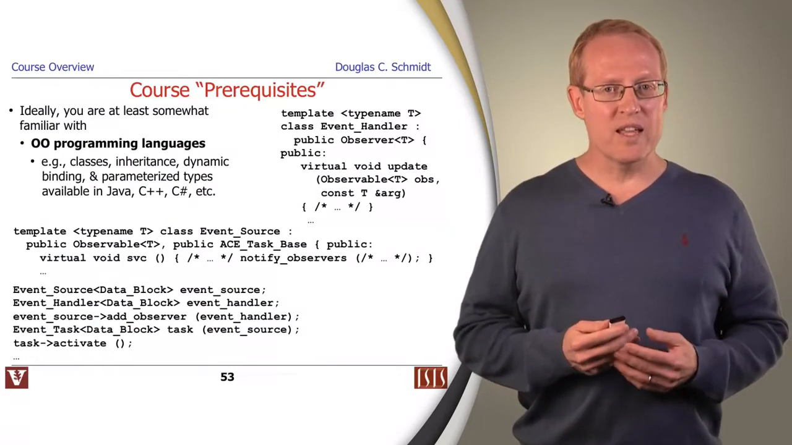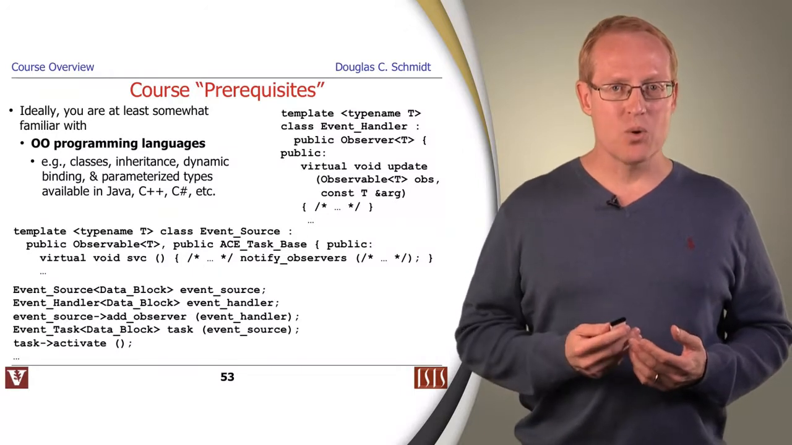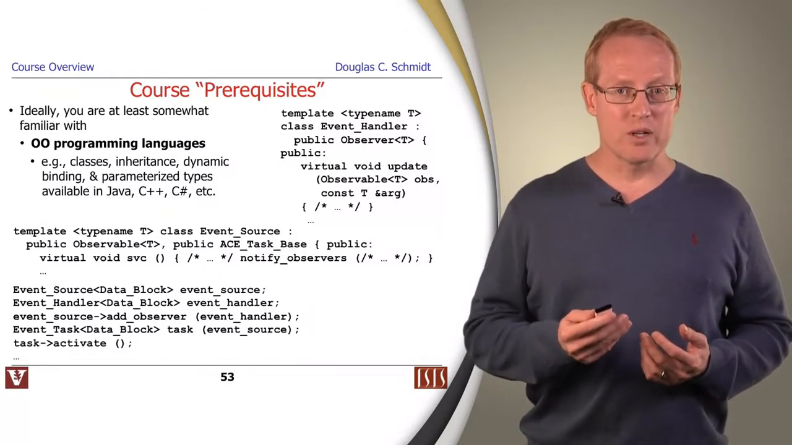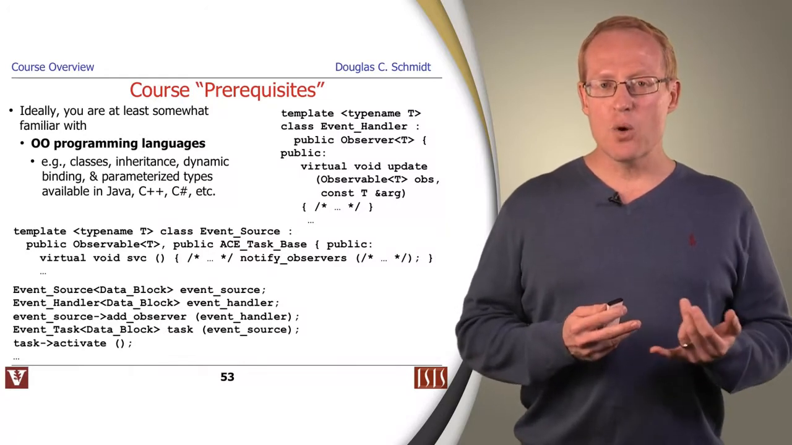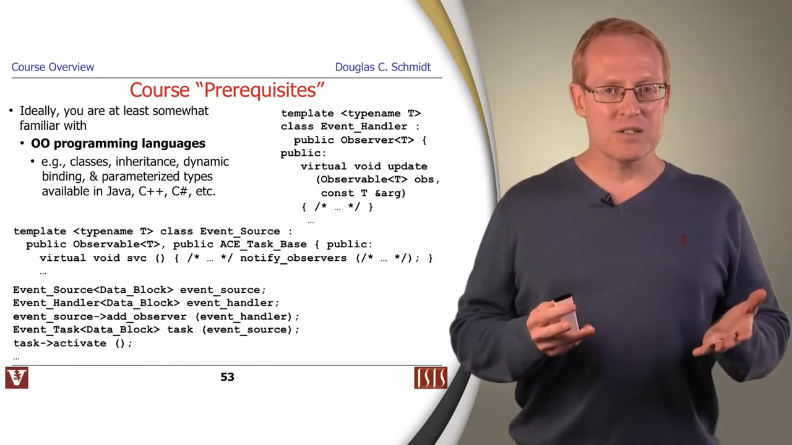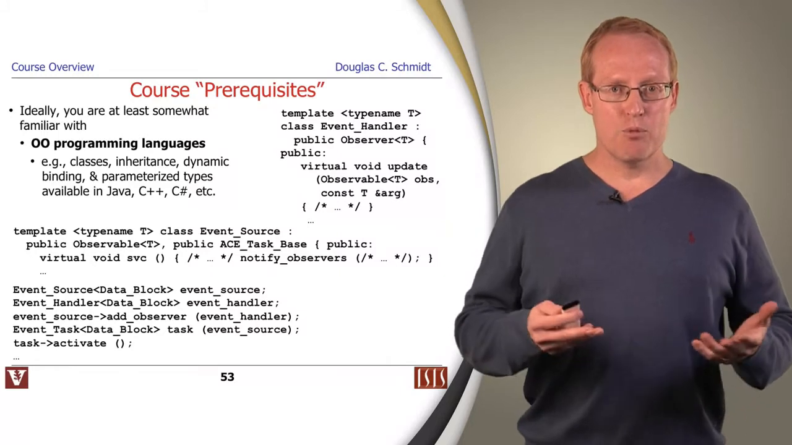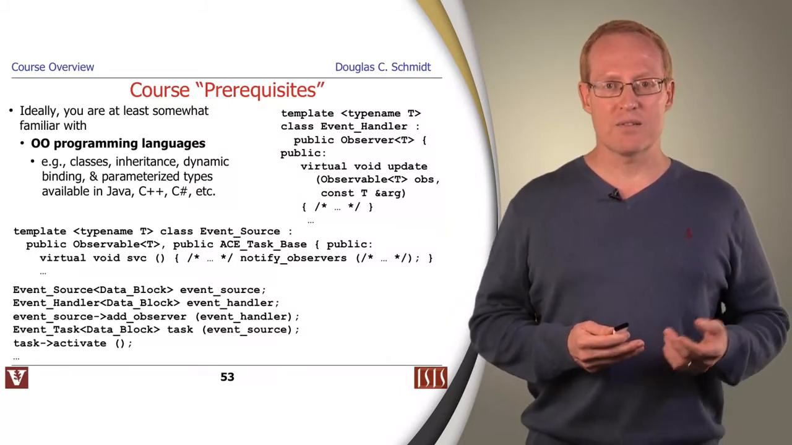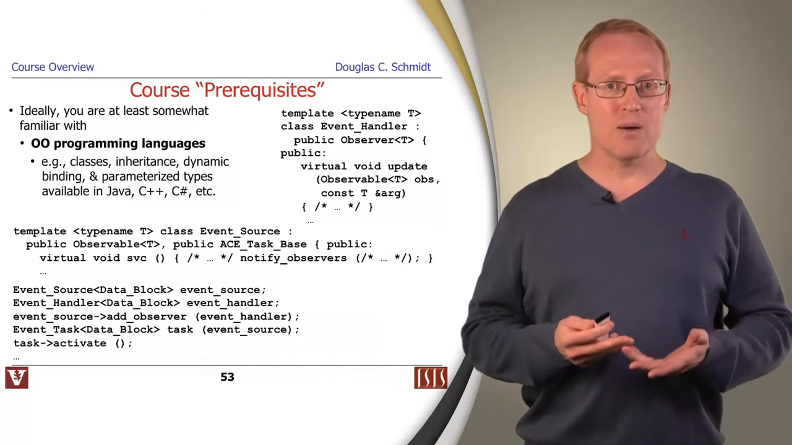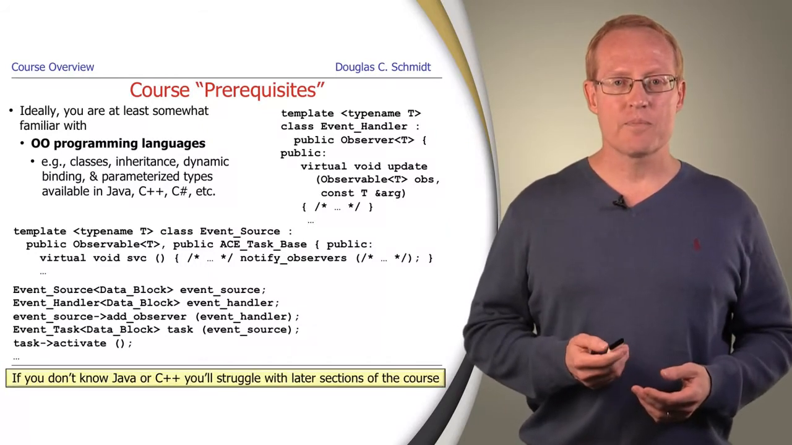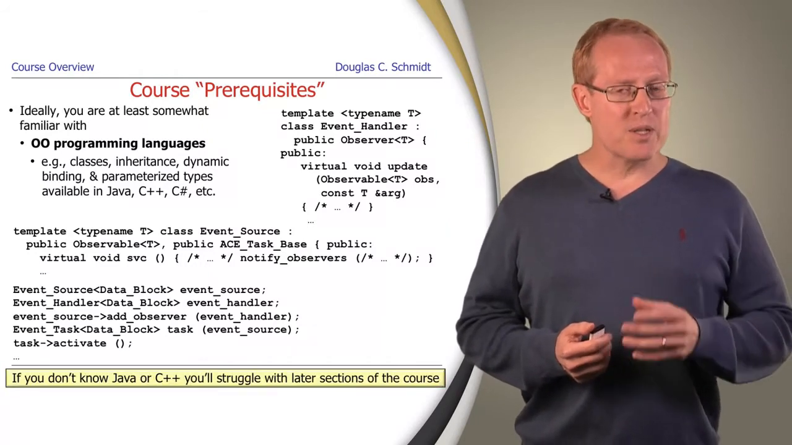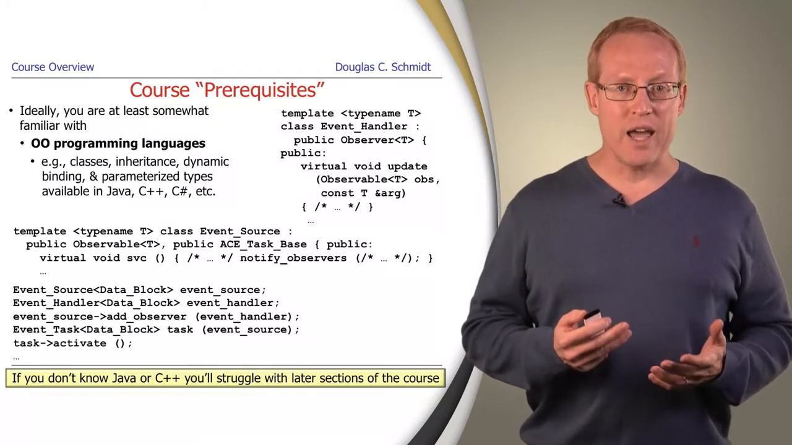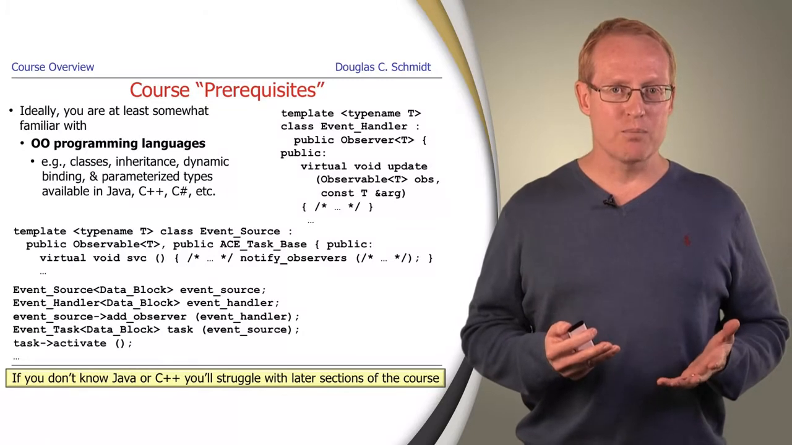Probably the most important thing for you to have as background coming into this course is some knowledge of object-oriented programming and object-oriented programming languages. You need to know what classes are, inheritance, dynamic binding, parameterized types, the kinds of things you'd find in popular languages like Java, C++, C#, Python, and so on. You can make it through some of the sections of the course, but you'll really struggle with the last section if you don't have some grounding in object-oriented programming.